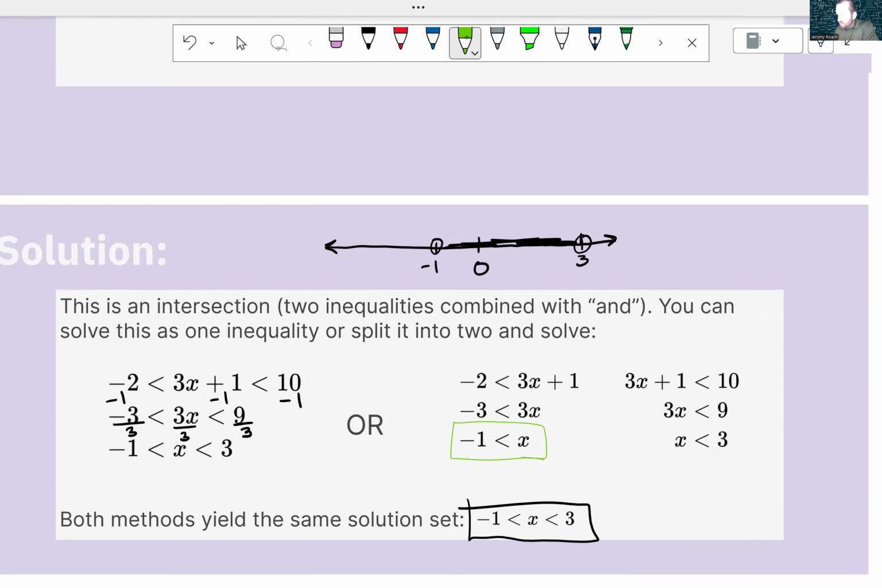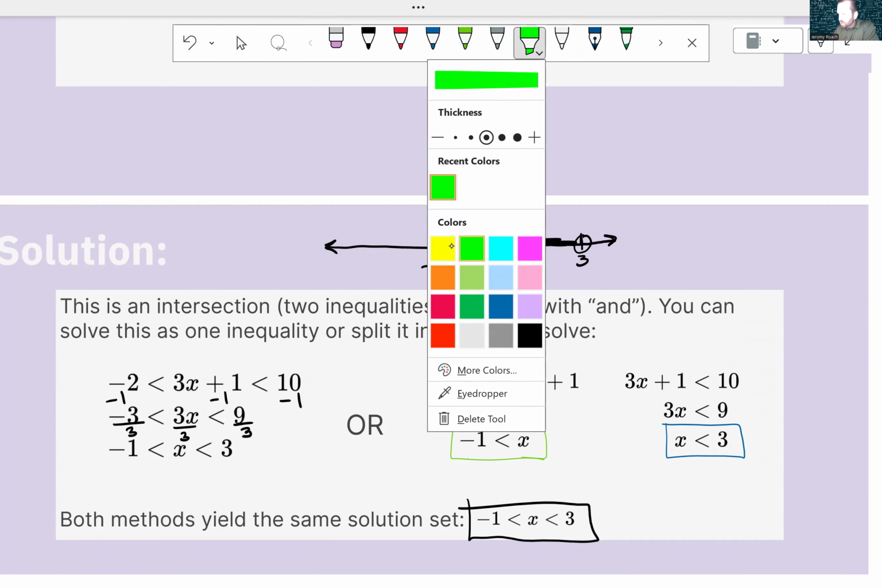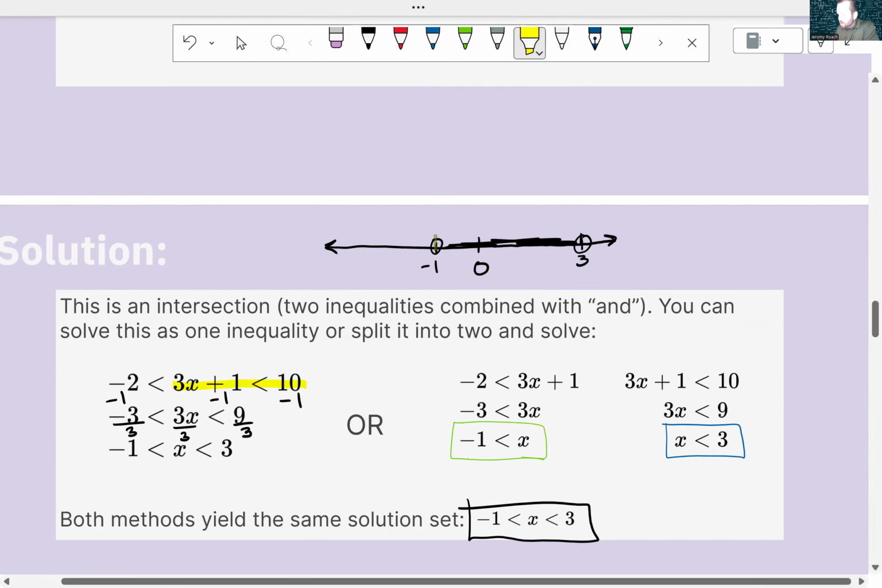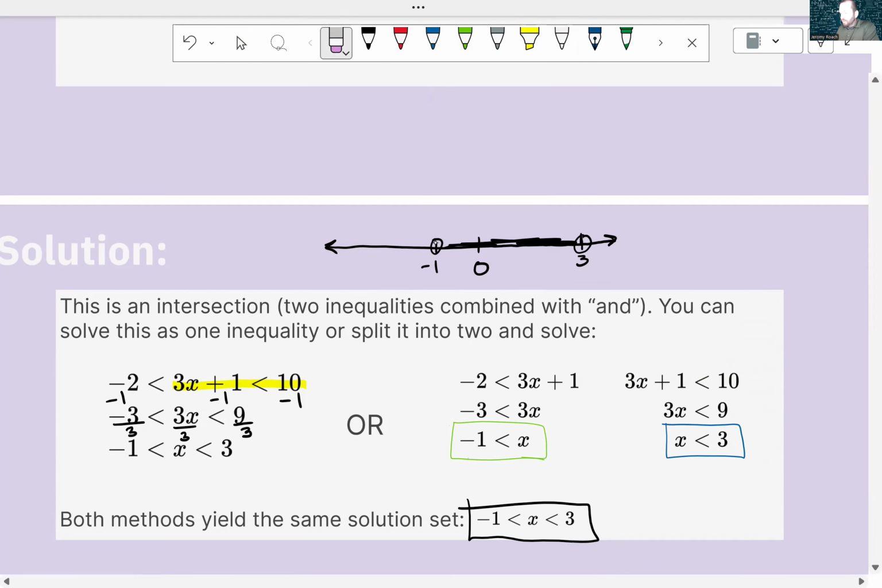Now, if you wanted to solve these separately, individually, you could solve it and you would get this and this separately. So here, what they've done is they just took this part, put it there, and then the second part, solve it there. So if that's easier for you than doing all three sides, you can write them out separately.